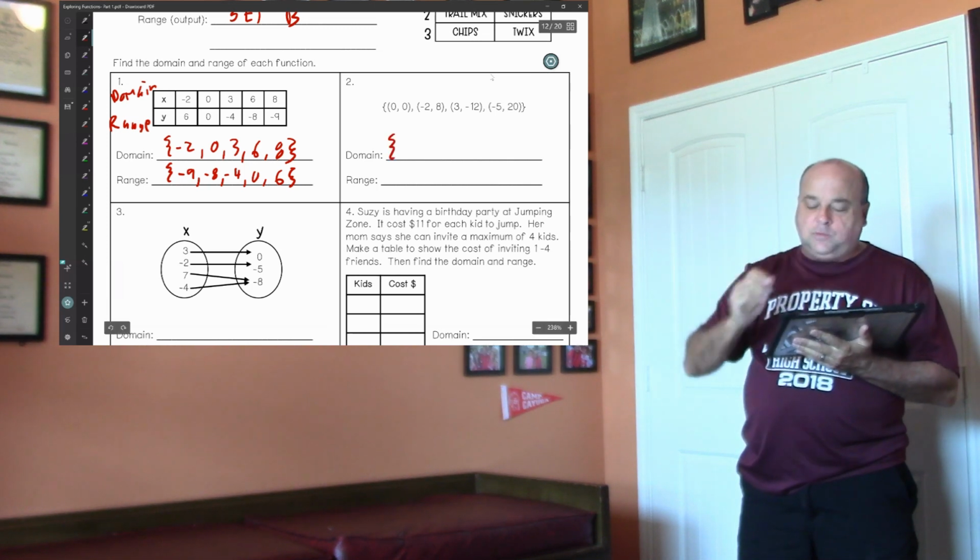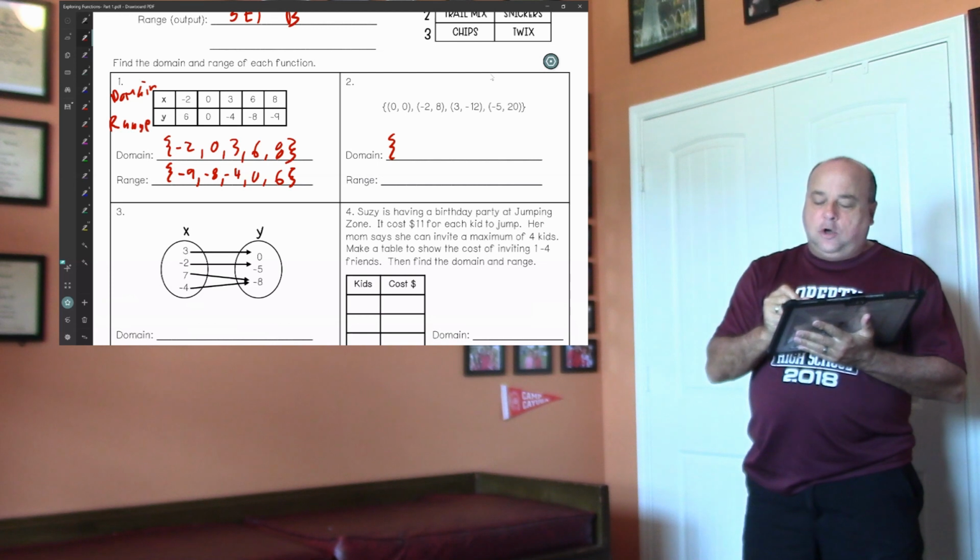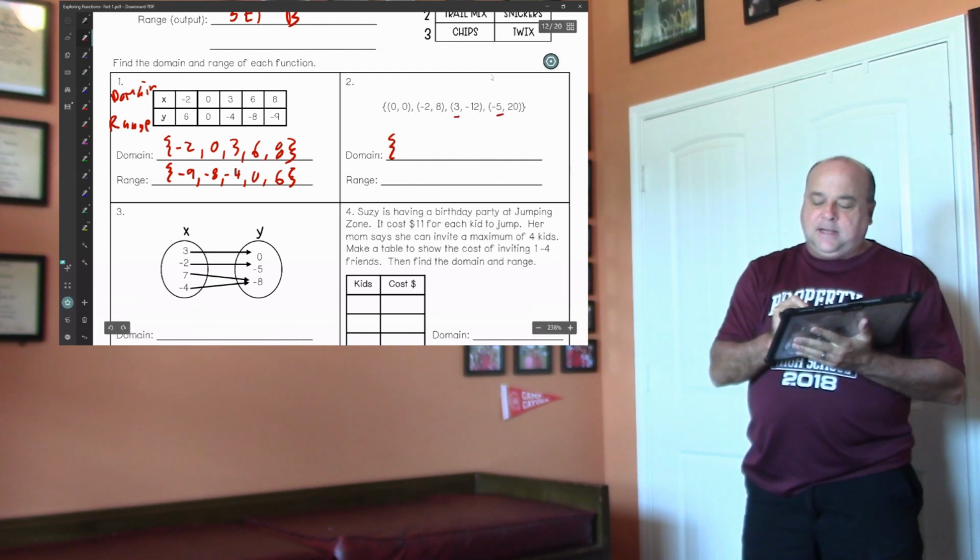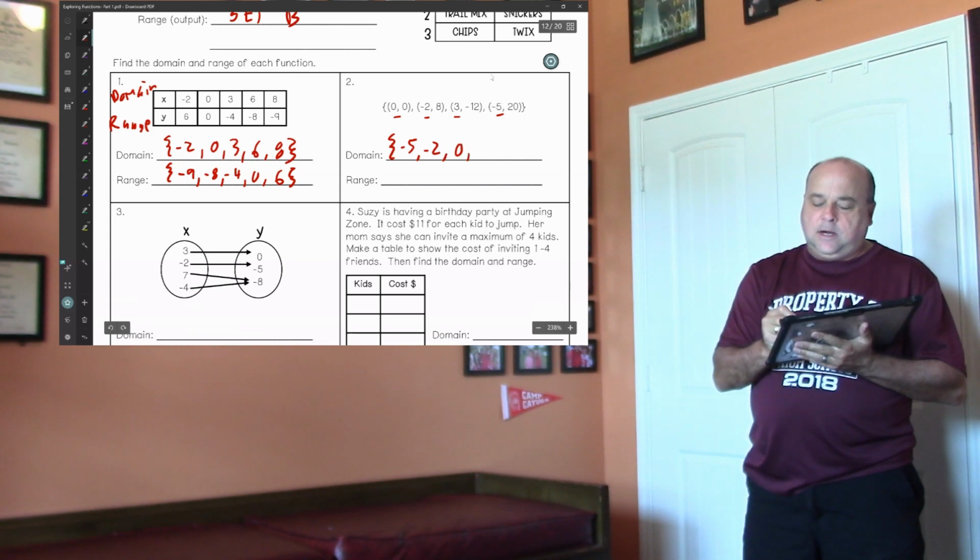Okay, let's go through this one. Our smallest domain, and I'm just going to underline my x's here, would be -5, and then I have a -2, then a 0, and a 3.